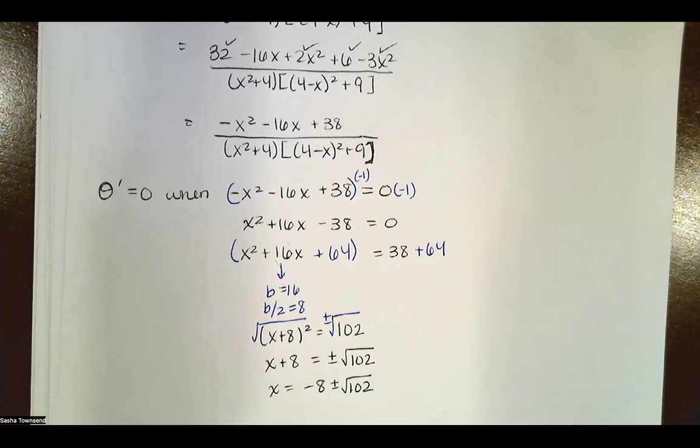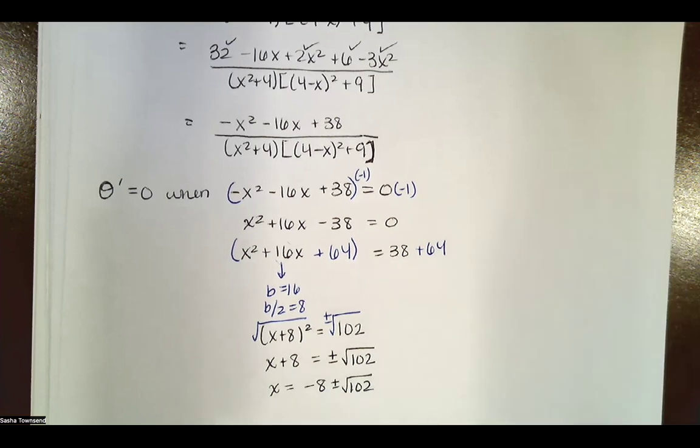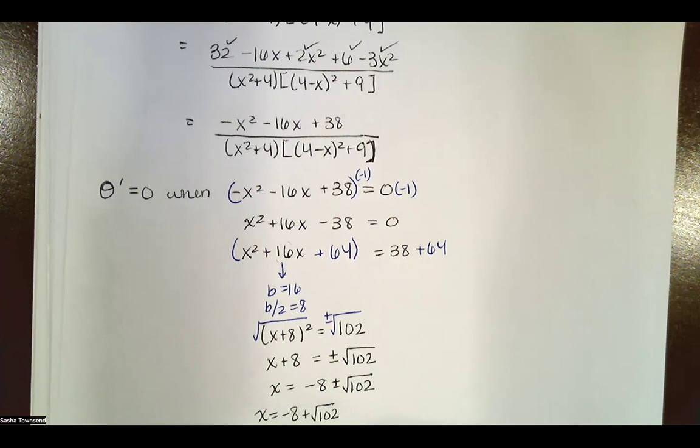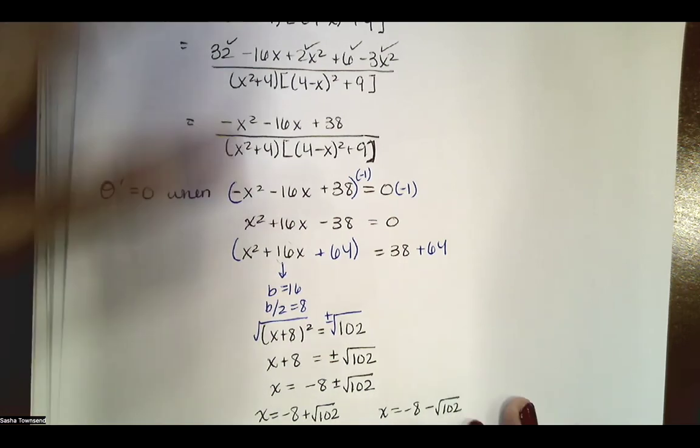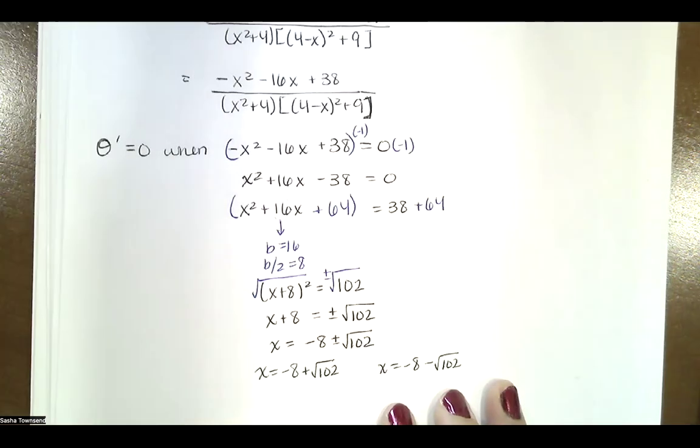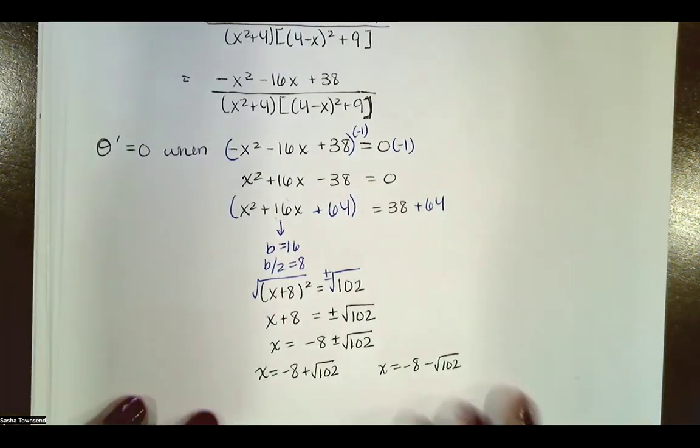And so you say, okay, what does that mean? Well, there are actually two values there. x equals negative 8 plus the square root of 102, and x equals negative 8 minus the square root of 102. Now we're only interested in the x values on the interval from 0 to 4.